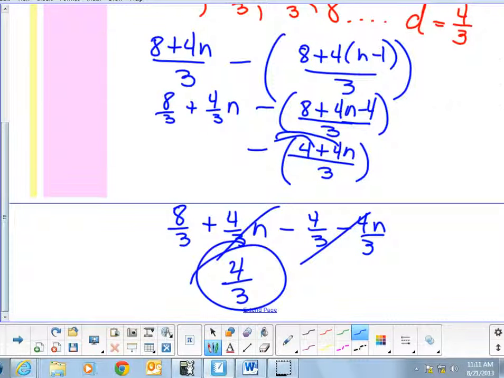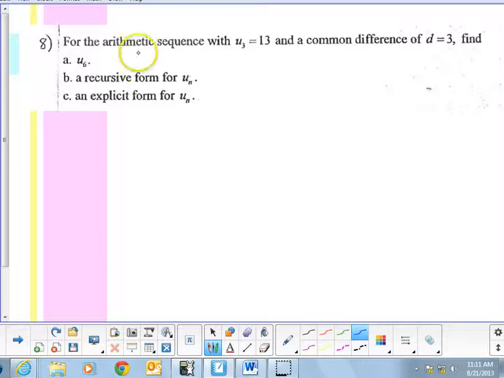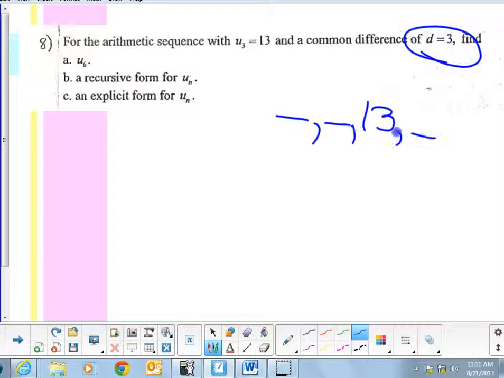All right, for the arithmetic sequence that has a third term of 13 and a common difference of 3, find u sub 6. Okay, help me out. What do we need to do? If the difference is 3, the next term is 16, the next term is 19. The previous term before here was 10, and the previous term was 7. Okay, so what's term 6? 22.